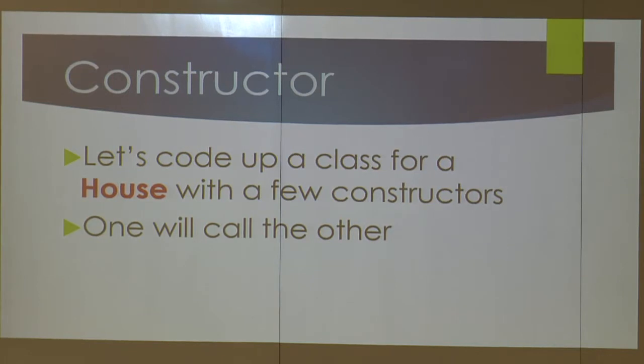So now we're going to get into an example where we can use what we just went over to code up an example class called house. And it's going to include a few different constructors because it's possible to include different constructors depending on maybe what the user wants to do at different points when they're making a new object.